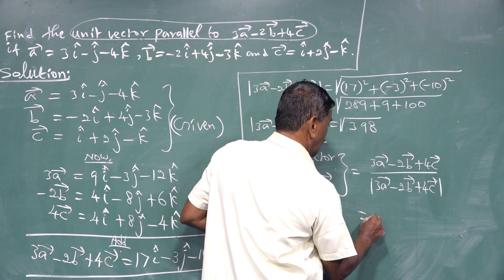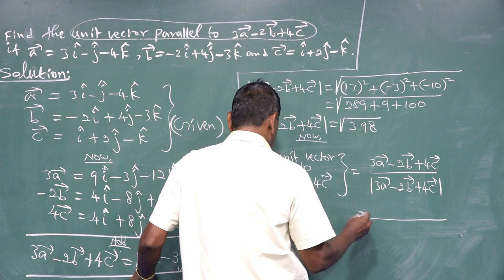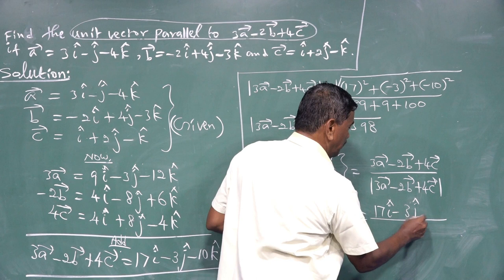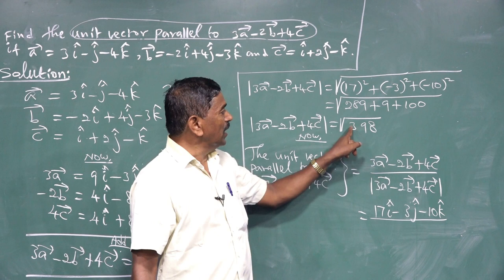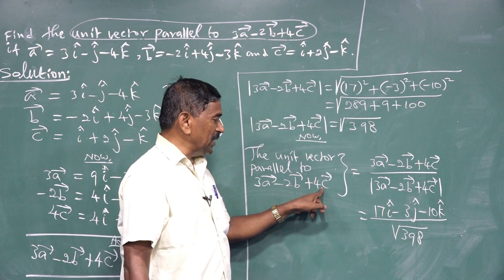Now substitution. What is the numerator? Yes, the numerator total: 17, minus 3, minus 10. That is, the numerator is 17 i cap minus 3 j cap minus 10 k cap. What is its magnitude? Yes, square root of 398. So divided by square root of 398. Therefore, the unit vector parallel to 3a vector minus 2b vector plus 4c vector is equal to this answer. Yes, hence the answer.